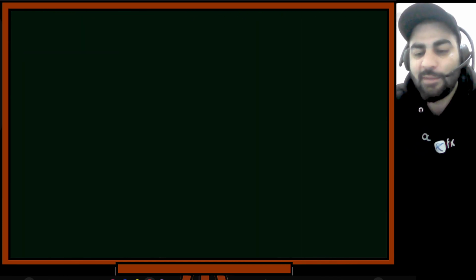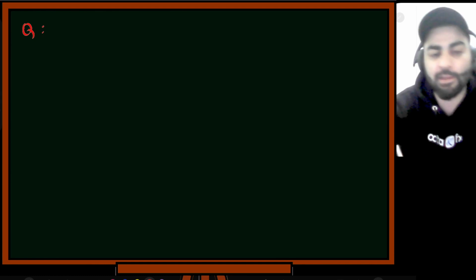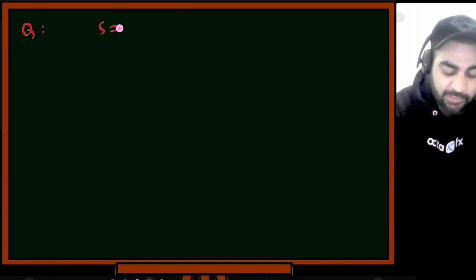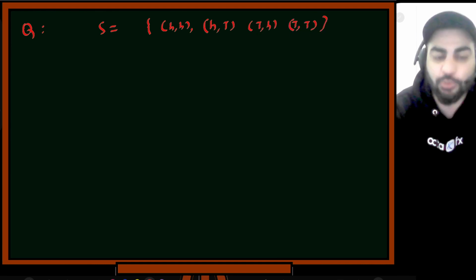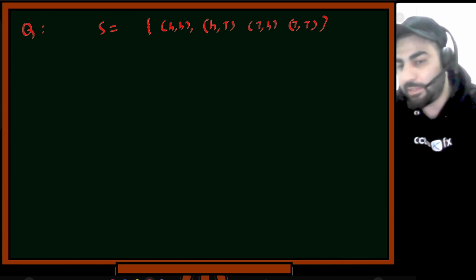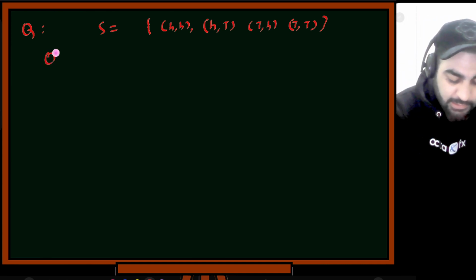Okay, now let's get to the second problem, which will be a little bit easier, so that you are able to understand. The problem goes like this. You are flipping a coin twice. So you know the sample space will be head comma head, head comma tail, tail comma head, tail comma tail. So these are four possible outcomes in the sample space.